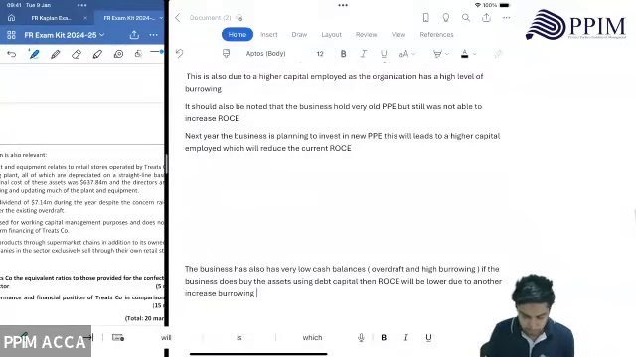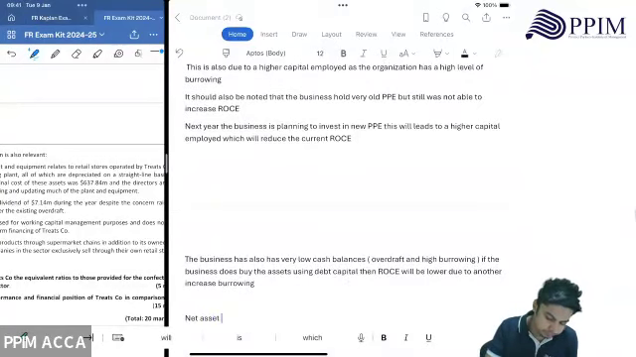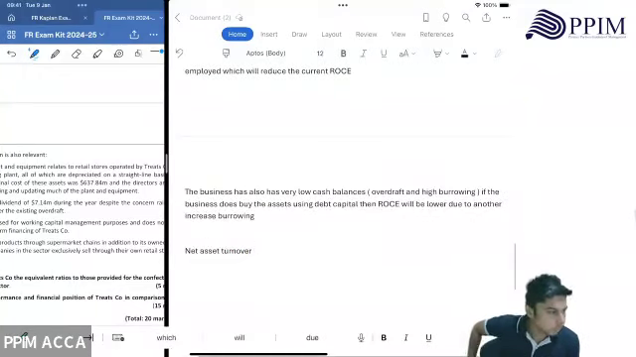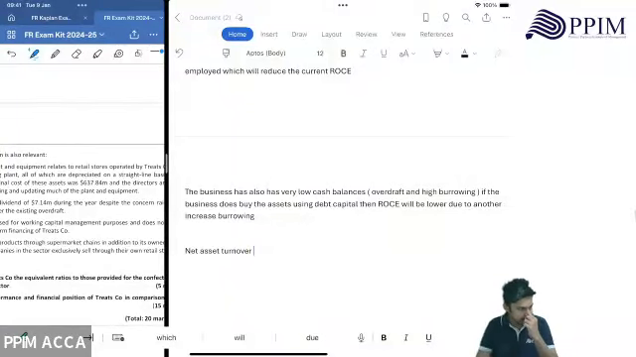Okay. Now, guys, once you're done with this part, can you give me quickly one comment on net asset turnover, if possible? Yeah. Shima, it's like this.